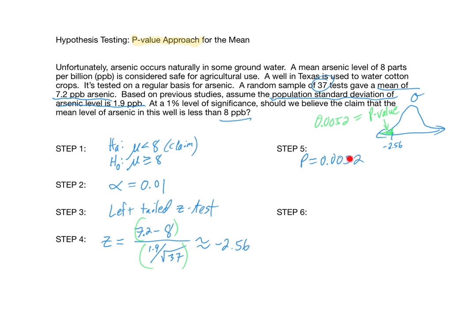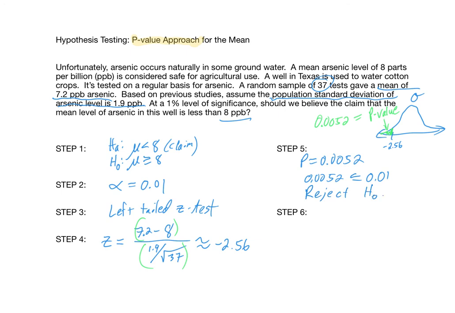Well, this number is in fact less than or equal to 0.01. So this test statistic, which yielded this p-value, is too extreme. Because of this, we want to reject the null hypothesis. So we're going to reject H naught.